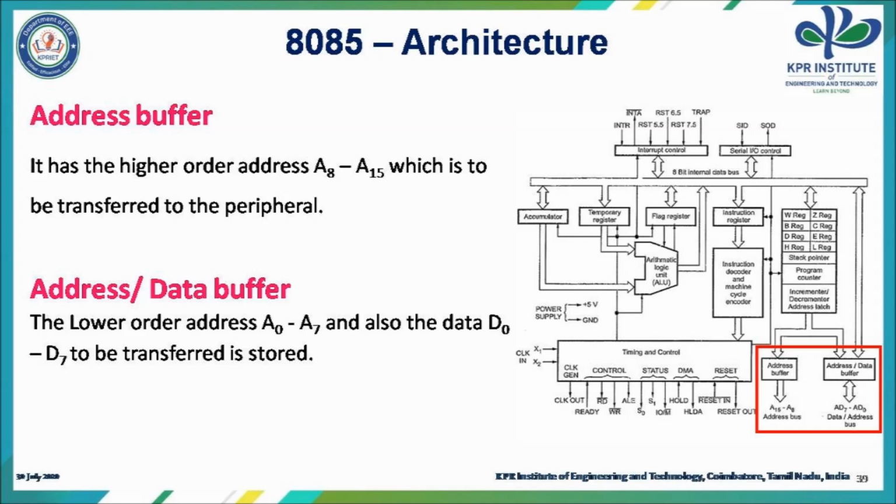This is about the architecture of the 8085 microprocessor, which comprises the accumulator, arithmetic logic unit, flag register, interrupt control unit, serial I/O control unit, instruction register, instruction decoder, and an array of registers which contains temporary registers, B, C, D, E, H, L general purpose registers, stack pointer, program counter, increment bar decrement address latch, then the timing and control unit, and address and address bar data buffers.